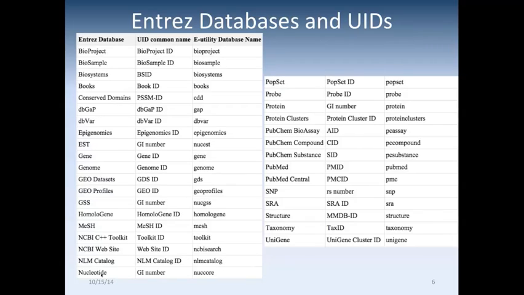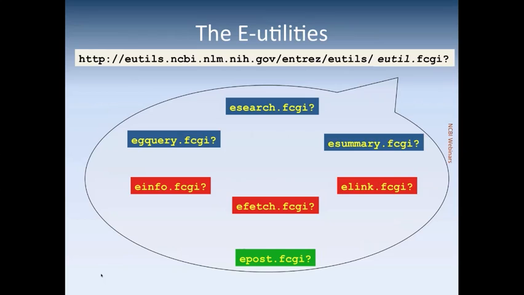The other part of this table that I'm showing to you is the name of each database that you need to provide to the eUtilities API. In general, it's pretty close to the name that you would think of, but just to be aware that there are particular database names that you need to use. And all of this is in the documentation that I'll show you in a few minutes.